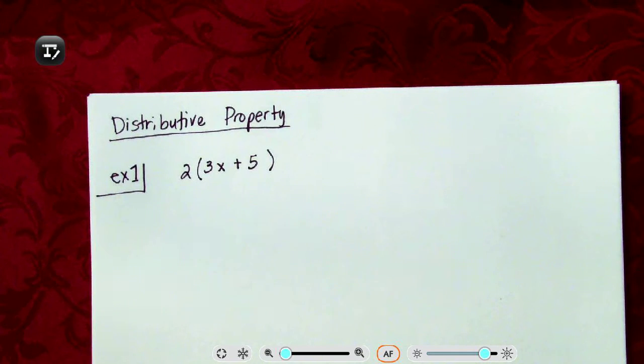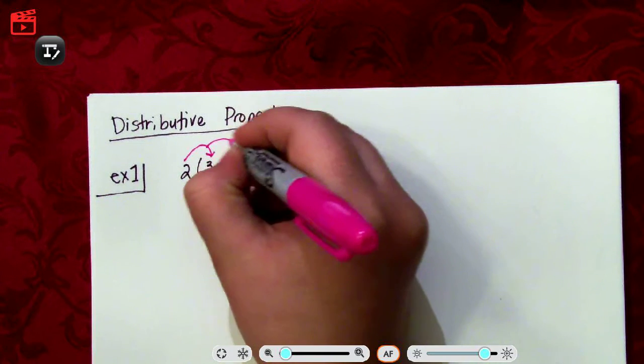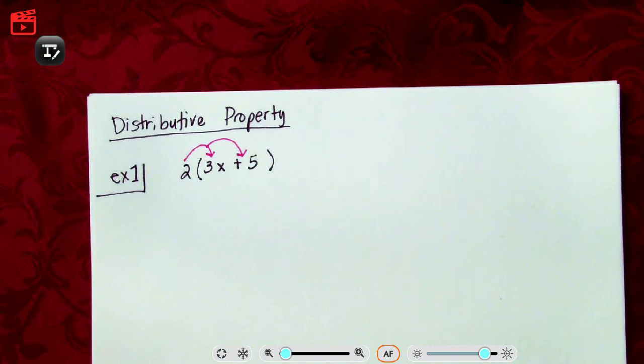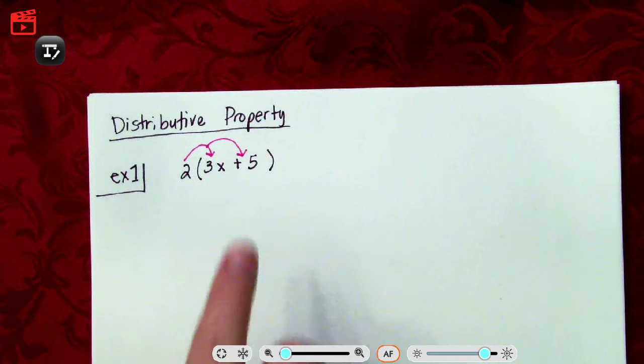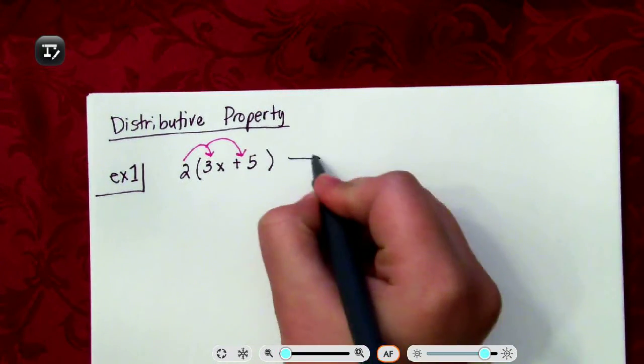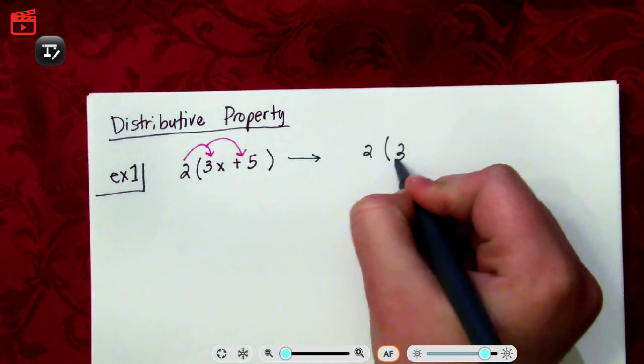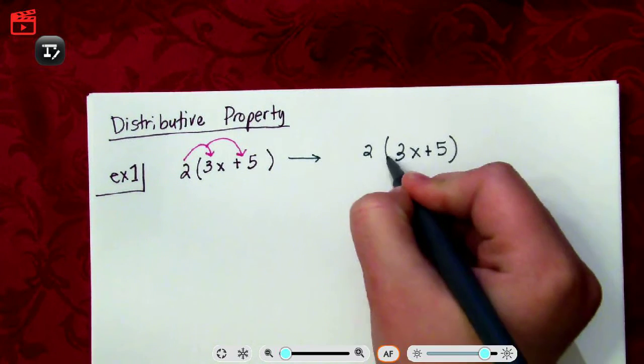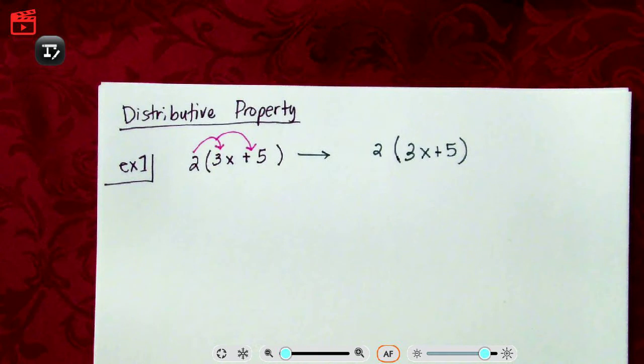Whenever you think of distributive property, most of the time what you see is you see arrows. You see something like this. And before we even start doing things with arrows, I want to talk to you about what it means to have something in this form. Okay, so I'm going to rewrite it. I'm just going to move it over. I have 2 and then in parentheses 3x plus 5.